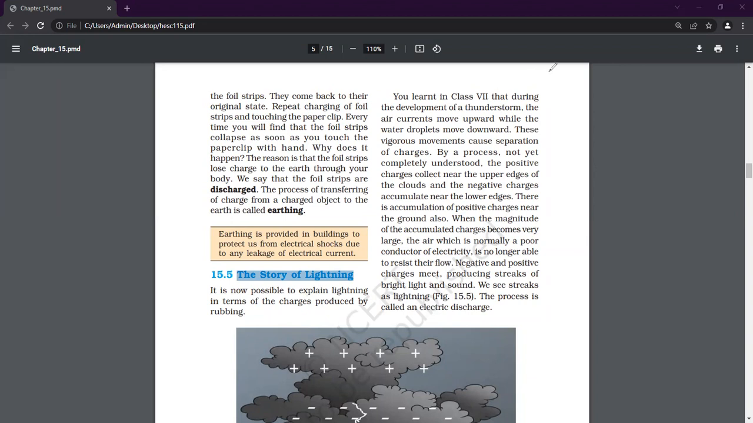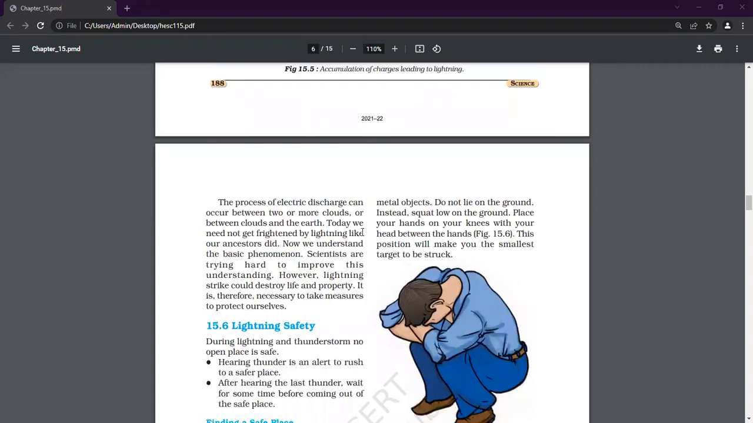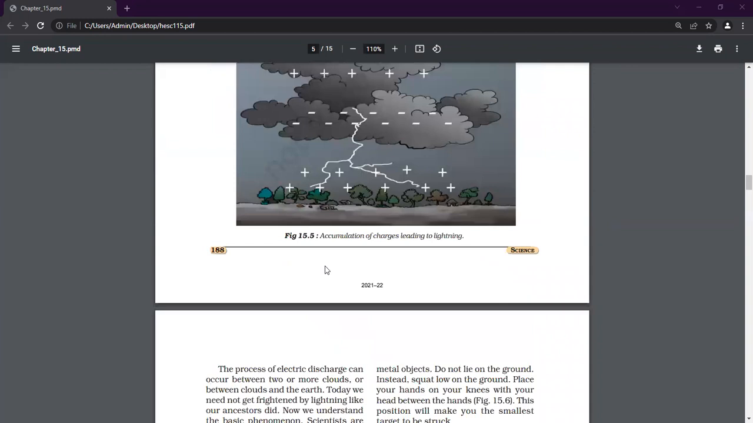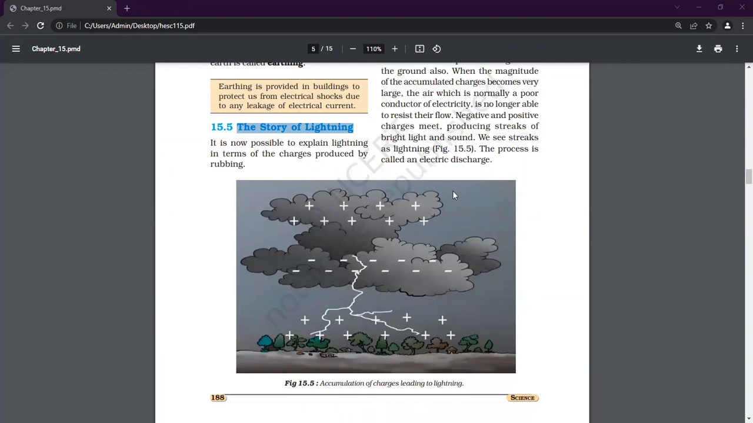And today we will see a very important topic of the chapter, that is the story of lightning. Topic 15.5. Okay, students. As you can see the diagram, I hope all of you can see the diagram also. It is figure 15.5. All of you can see a diagram in which some clouds are shown, and you can see a lightning also. This is the diagram to show the lightning process.